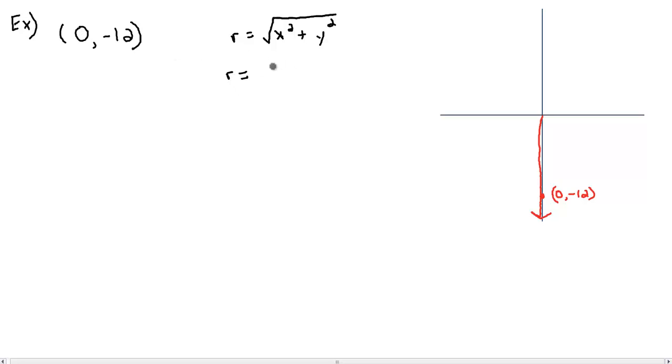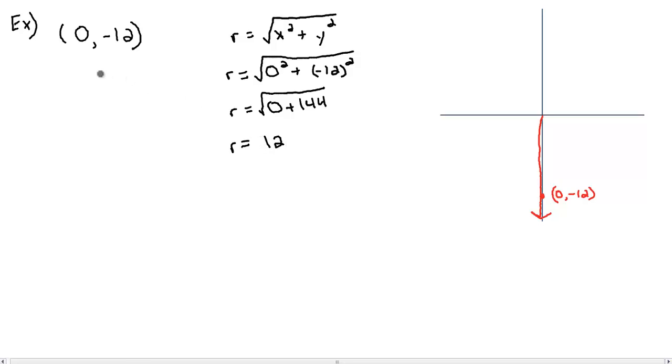Our x is 0, so 0 squared, plus our y is negative 12, and we want to square that, and then take the square root of all that stuff. So r will equal 0 squared is just 0, plus negative 12 squared is going to be 144. Take the square root of that. So 0 plus 144 is 144, and the square root of 144 is 12. So that's going to be our r value.